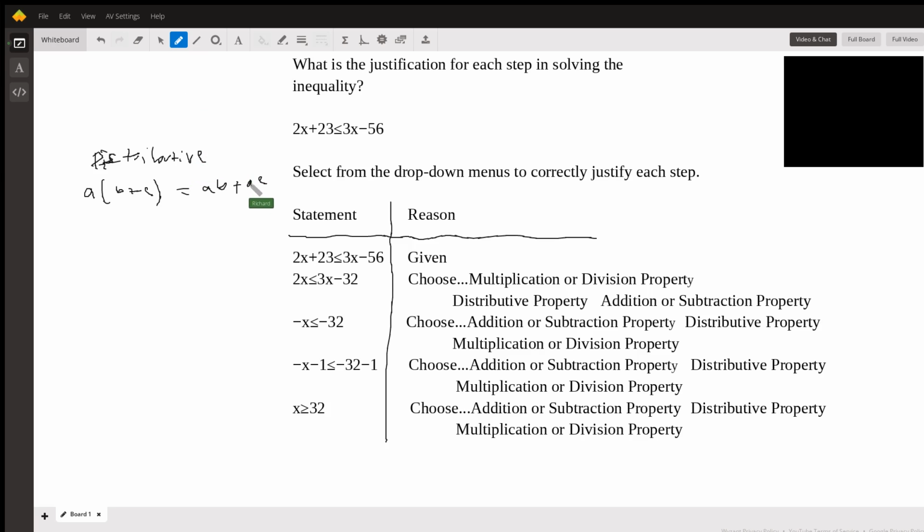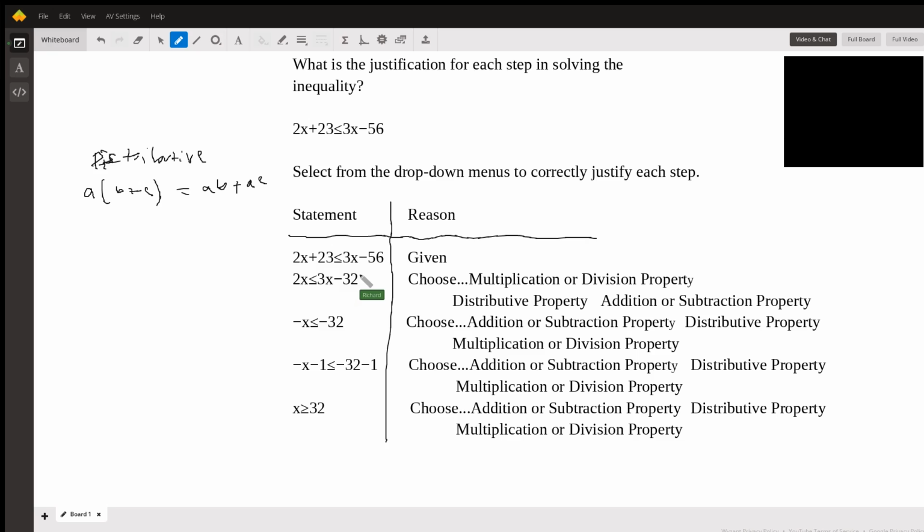Anyway, that's the distributive property. So we only have three choices here, so it shouldn't be too hard to pick out which is the correct choice. So here's our original inequality, and now you can see what happened was the 23 was subtracted from both sides. Should have been subtracted, and this should not be a 32.